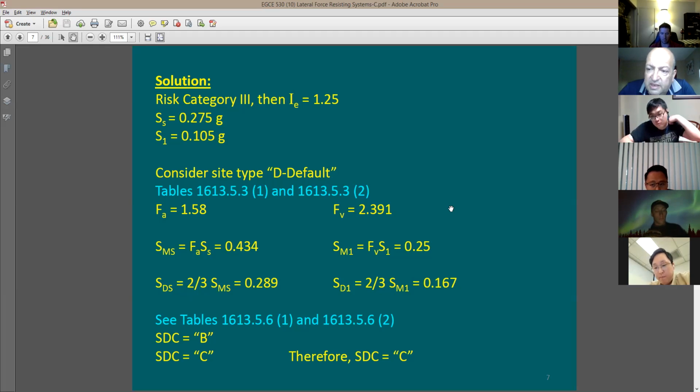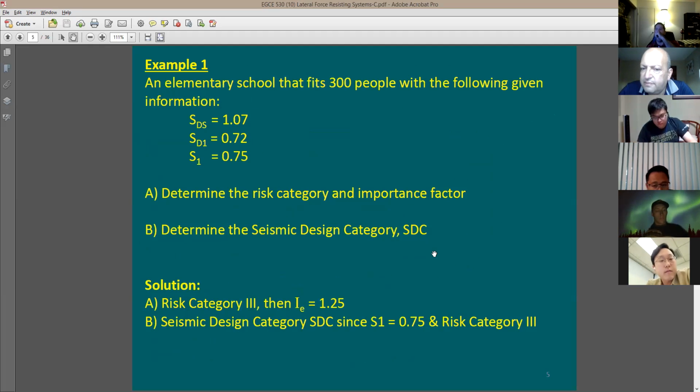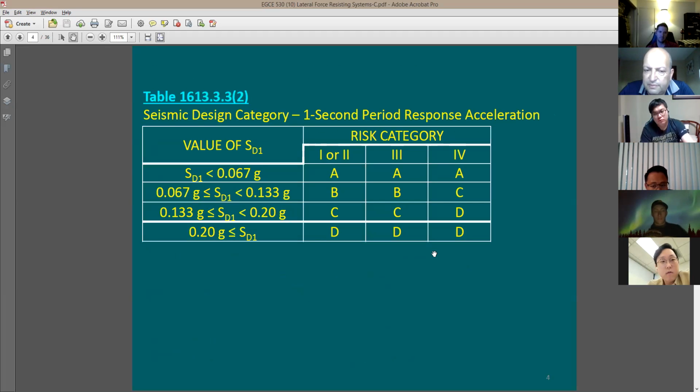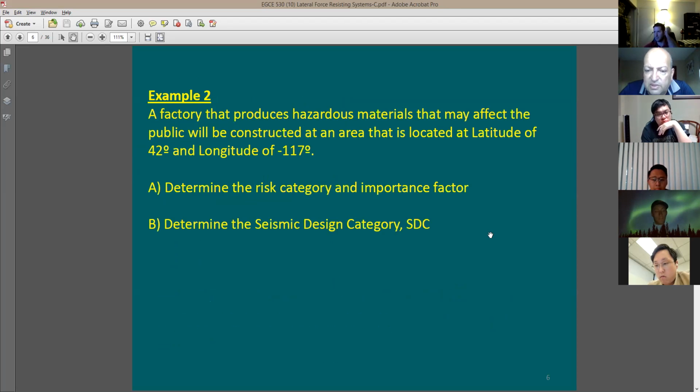How can you find out the seismic design category in this case? As we said, first we're going to do this check. If S1 is more than 0.75, we're going to do the single check. If not, we're going to be doing two checks, which is this one and that one. So let's look at this. Now, S1 is not more than 0.75 g, so we failed this check. Second check: I have here SDS, let's say 0.29, and SD1, 0.17. So 0.29 and 0.17.